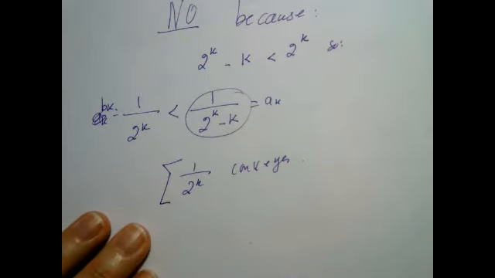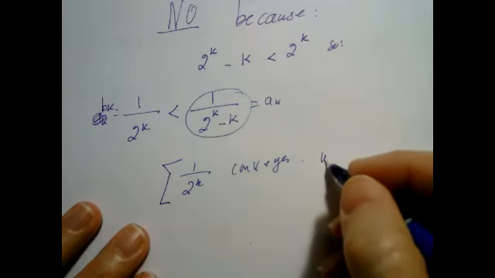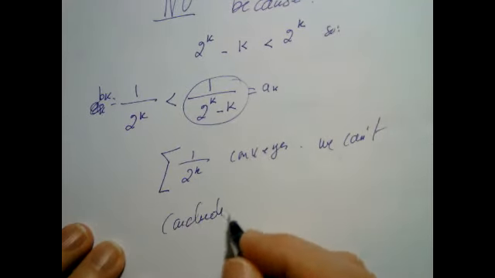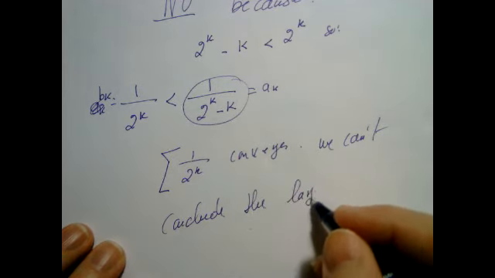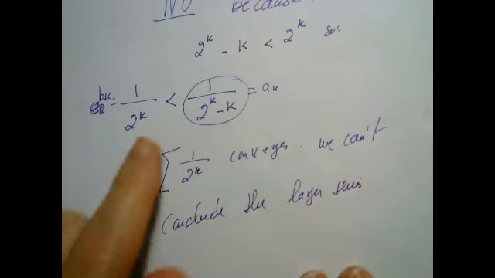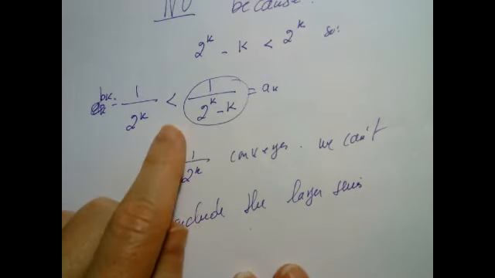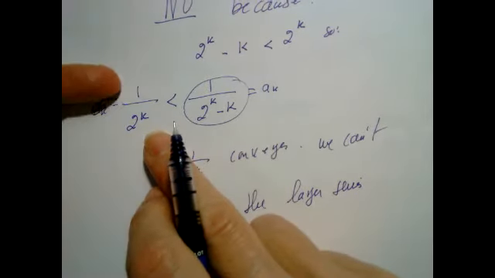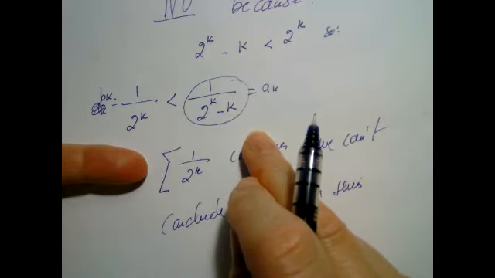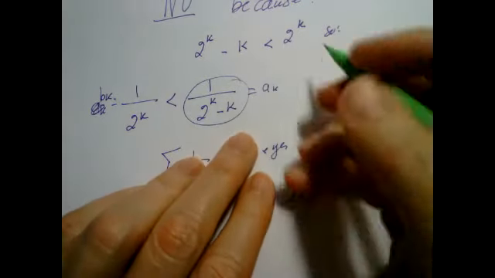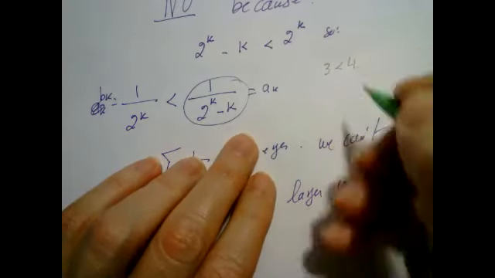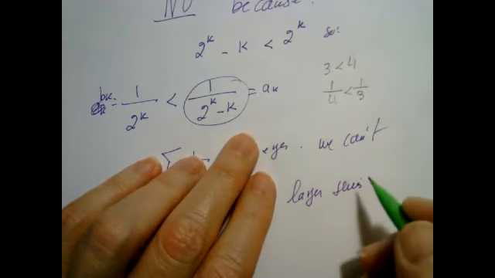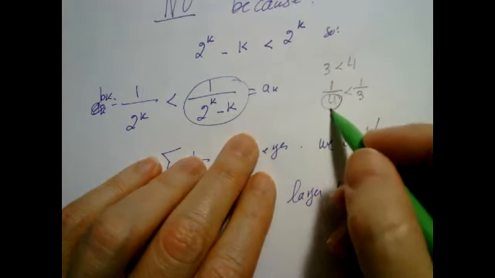Okay, so the sigma of 1 over 2^k converges, so we can't conclude that the larger series converges. Isn't it the other way around for the greater than or less than sign? Isn't 2^k bigger? Yeah, 2^k, but it's in the denominator. So 1 over 2^k will become less, right? Think about it. 3 is less than 4, but 1/4 is less than 1/3, because that's the bigger number.